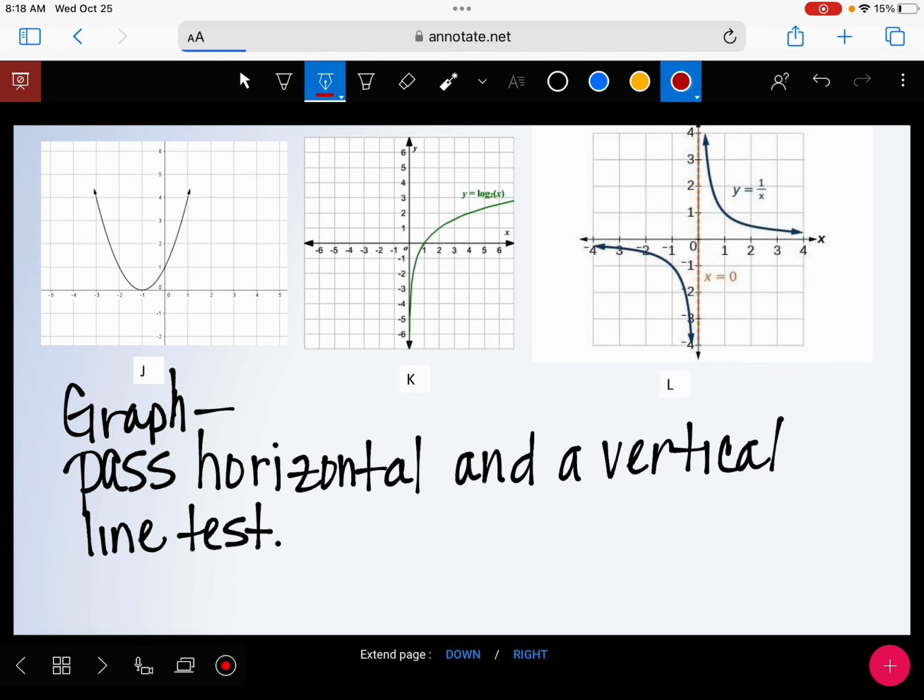So this first one, if I draw a horizontal line, notice that that horizontal line crosses through the parabola twice. So because it passes through twice, this is a no. That's not one-to-one. Parabolas have repeating y values.